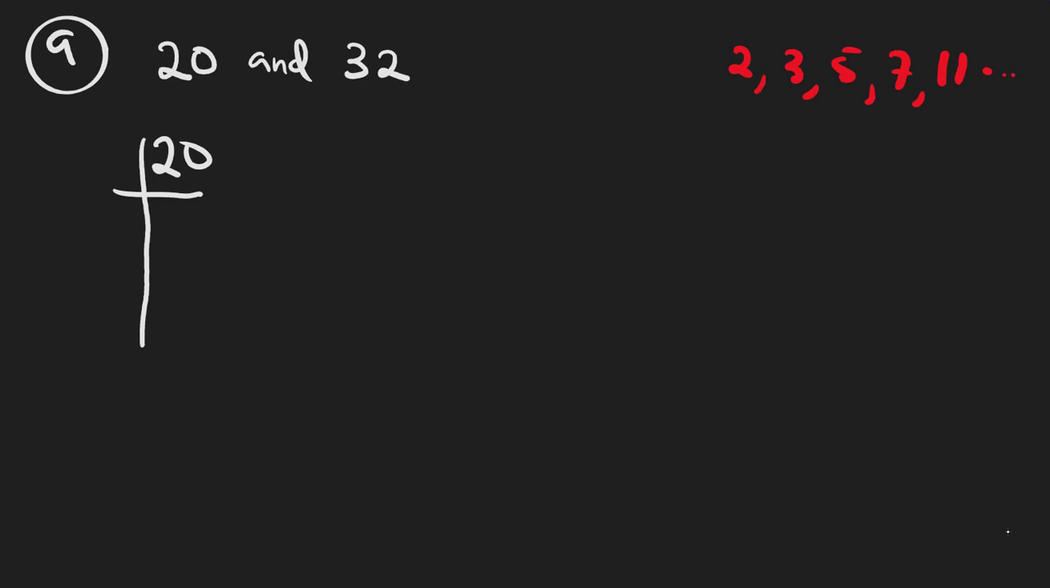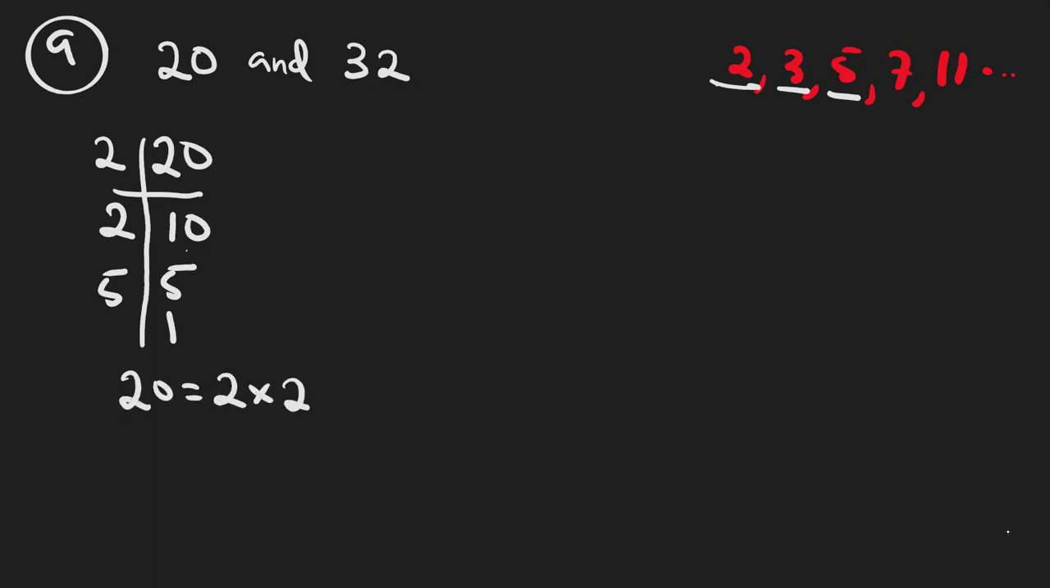So 20 divided by 2 is 10. So 2 can go. Can 10 be divided by 2? Yes. 10 divided by 2 is 5. So that means 2 can still go, and 10 divided by 2 is 5. So that gives us 5. So what can divide 5? Can 2 divide 5? No. Can 3 divide 5? No. What of 5 divide 5? Yes. So 5 divided by 5 is 1. We can say that 20 now is equal to 2 times 2 times 5.